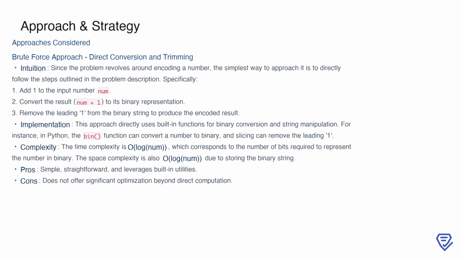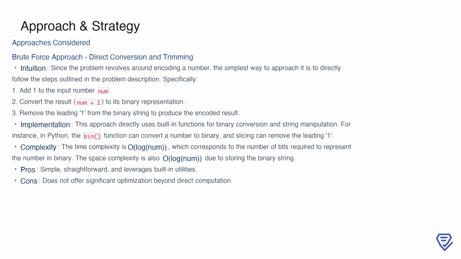To solve the problem of encoding a number, one straightforward strategy is the brute force approach. The intuition here is to directly follow the steps outlined in the problem description. First, we add 1 to the input number, which shifts it to the next value. Then, we convert this updated number to its binary representation. Finally, we trim the leading one from the resulting binary string to produce the encoded output.